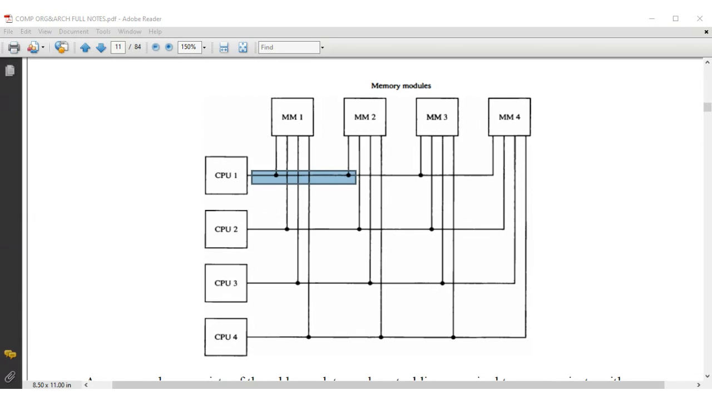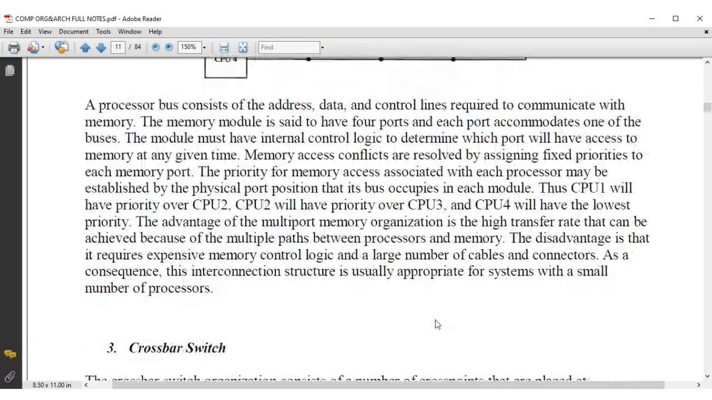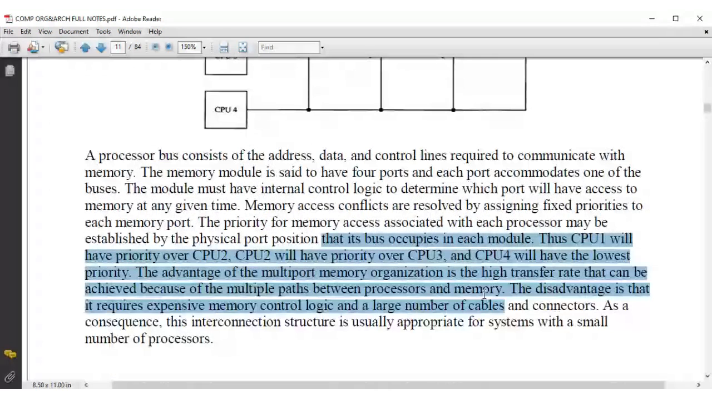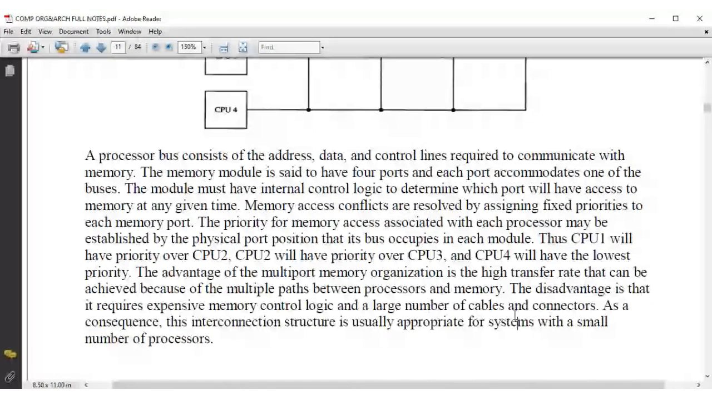I have tried to explain using simple words so that you can understand, because here we have a lot of hard or difficult words. Now, the advantage of multi-port memory is that a high transfer rate can be achieved because of multiple paths. The multi-port memory is not slow because there is no single dedicated path. There are multiple dedicated paths. High transfer rate just means the speed is faster than a time shared common bus system.